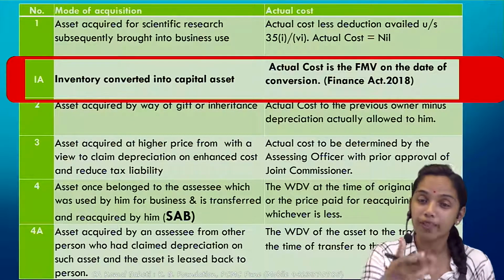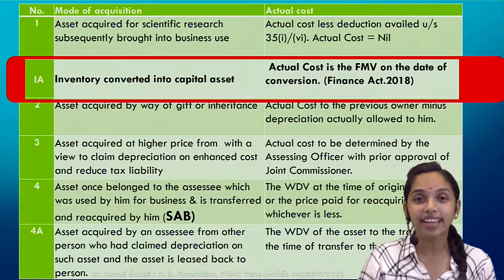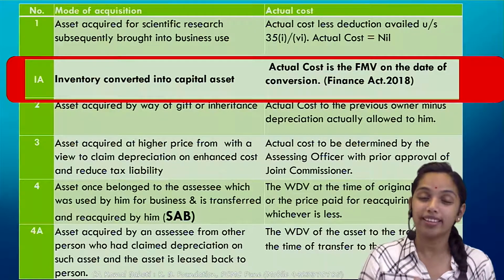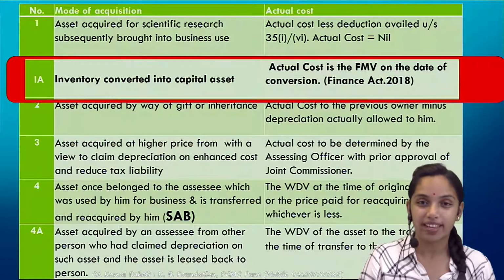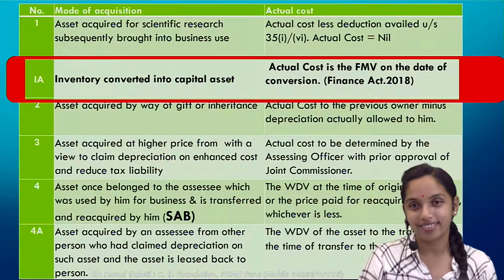Now talk from the angle of the depreciation. Now that it has become my capital asset, I have acquired the capital asset. So the date on which the conversion took place would be considered as the date of acquisition of the capital asset. Correct. So this would be added to my block.